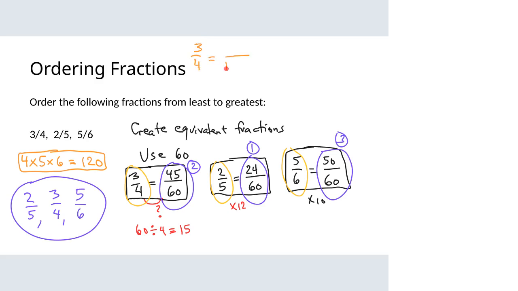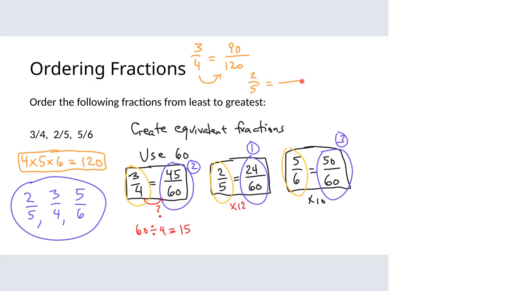So if we do that, I need to rewrite 3/4 as something over 120. And again, I don't know what to multiply 4 by to get 120, but I can just do 120 divided by 4, and I can see that's times 30. So I'll multiply the numerator by 30. Then I'll do the same thing with 2/5.